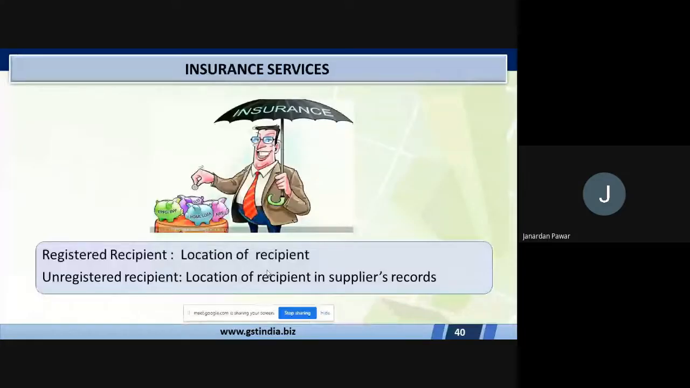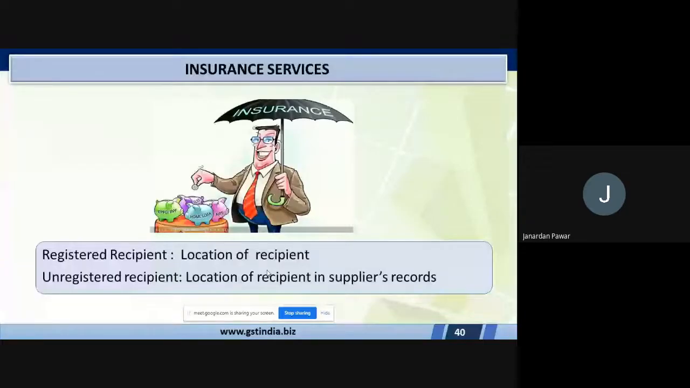If the recipient is not registered, or if it is unregistered, then in that case, how to decide the place of supply? It can be decided on the basis of the location of the recipient as per the supplier's record. Whatever recipient's location is mentioned in the record of the supplier, that is the place of supply.